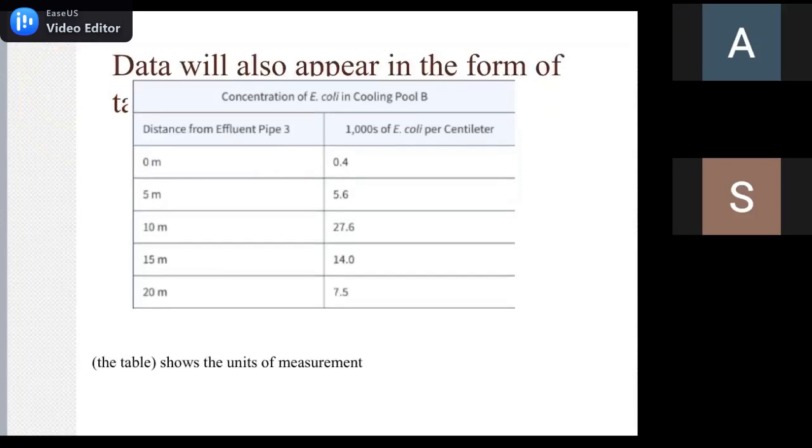It increases and then it decreases in terms of E. coli. They go from 0.4 up to 27.6, so it's increasing, and then they start to go down, right? So they can ask you these kinds of questions as well, to explain the data trend, or what happens at a particular distance from an effluent pipe. You can just give the answers. The answer options are quite similar to each other. You just have to hunt for the real answer.